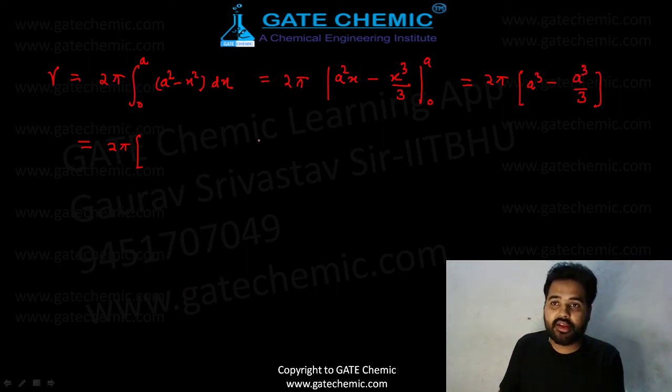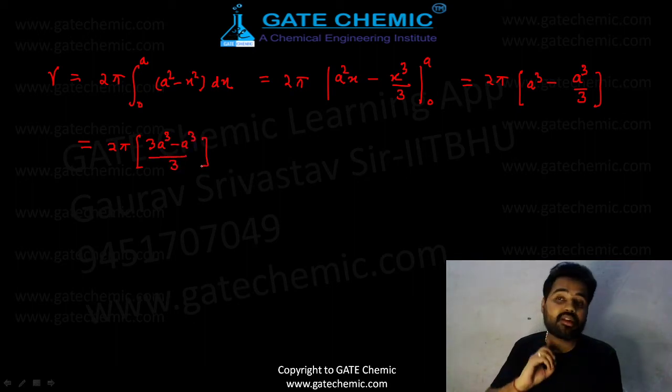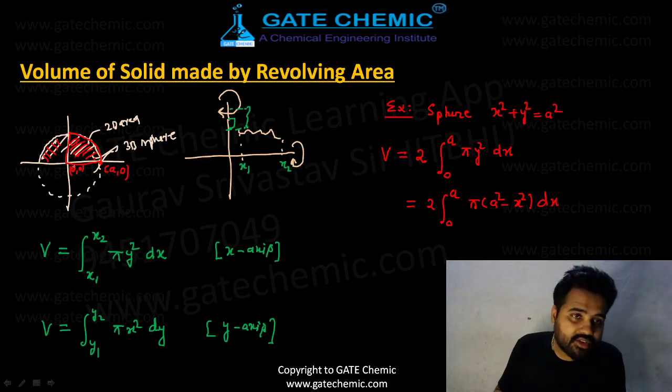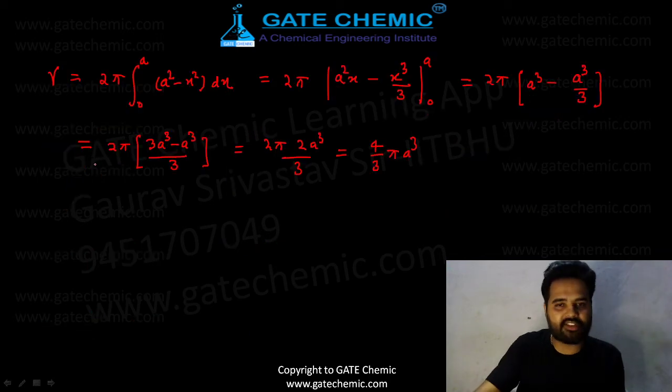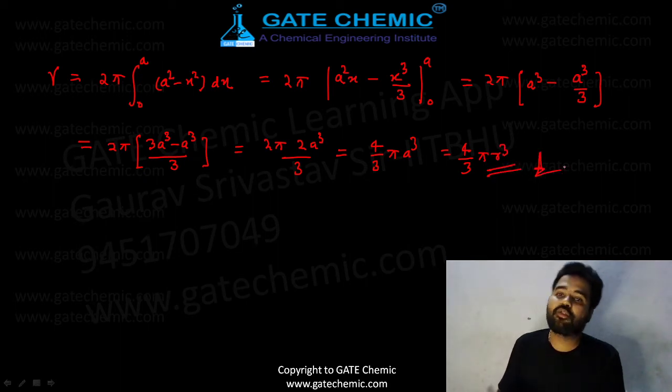Yes, now it is correct. Now I am going to take the limit. So it's 3a cube minus a cube, upon 3. Now 3a cube minus a cube will give me 2a cube, by 3. So you can see 2 times 2 by 3 pi a cube, that is 4 by 3 pi a cube. And what was a? a was the radius of that sphere. So in this way the volume of your sphere is 4 by 3 pi r cube.